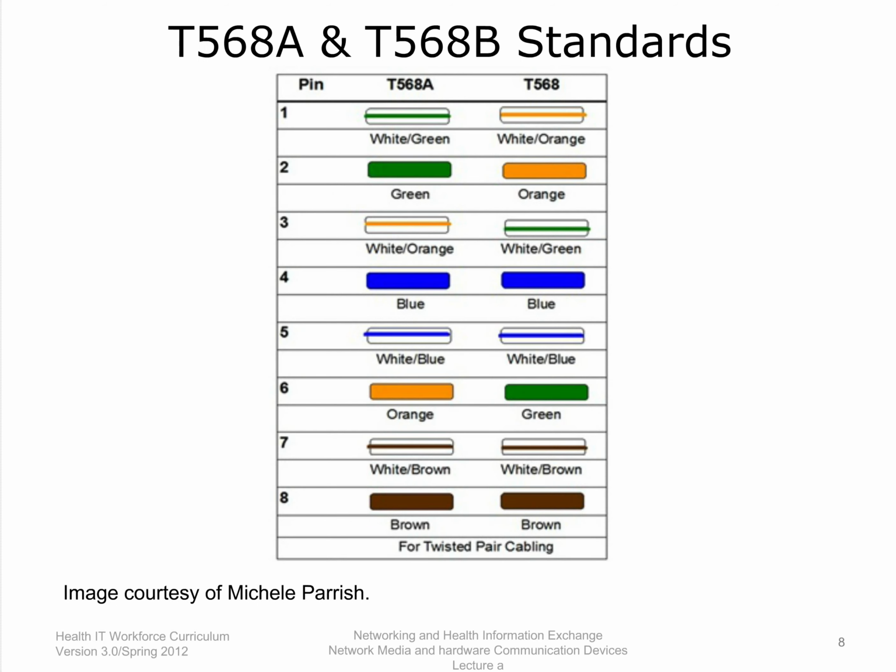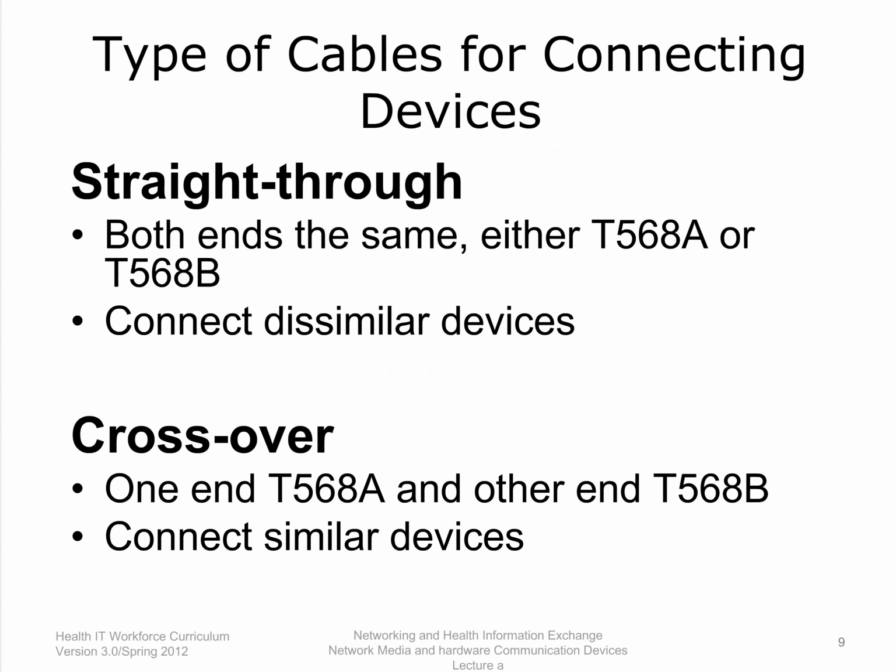Slide 8. If you are going to make your own twisted pair cables, you should follow the T568A or T568B standards as shown in the slide. The pin out for T568A standard is, starting with pin 1: white-green, green, white-orange, blue, white-blue, orange, white-brown, and ending with pin 8, brown. For the T568B standard, starting with pin 1: white-orange, orange, white-green, blue, white-blue, green, white-brown, and ending with pin 8, brown. Slide 9.